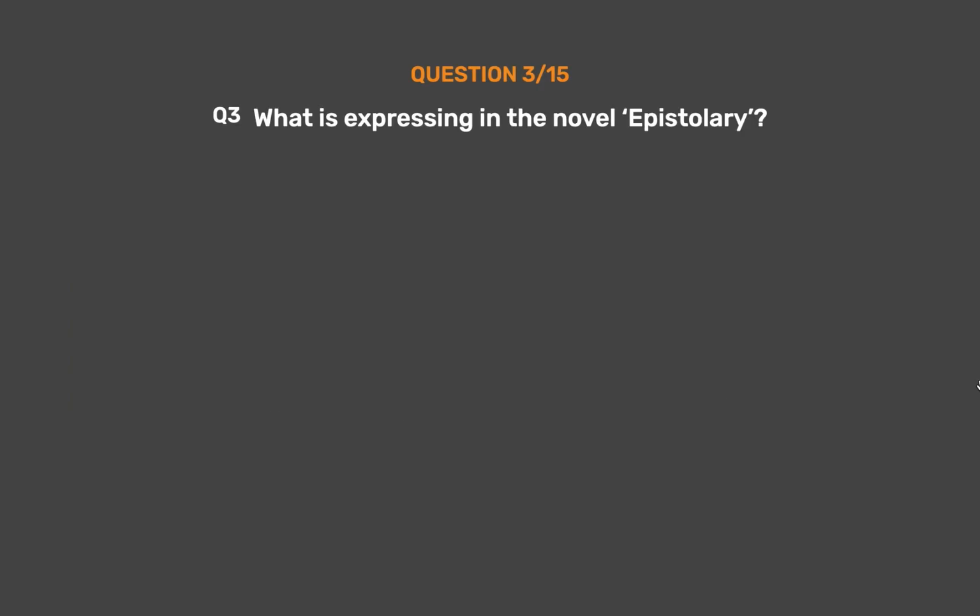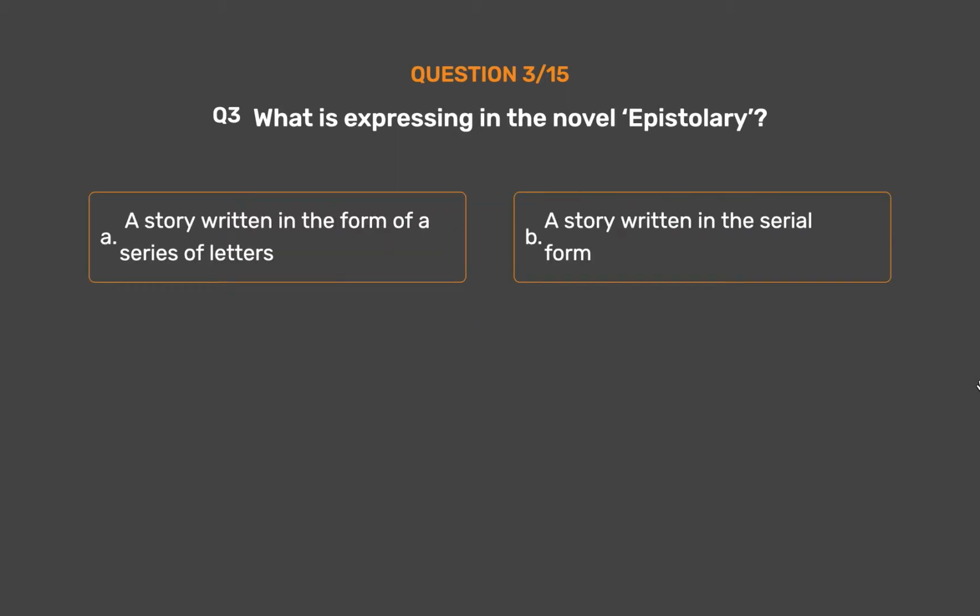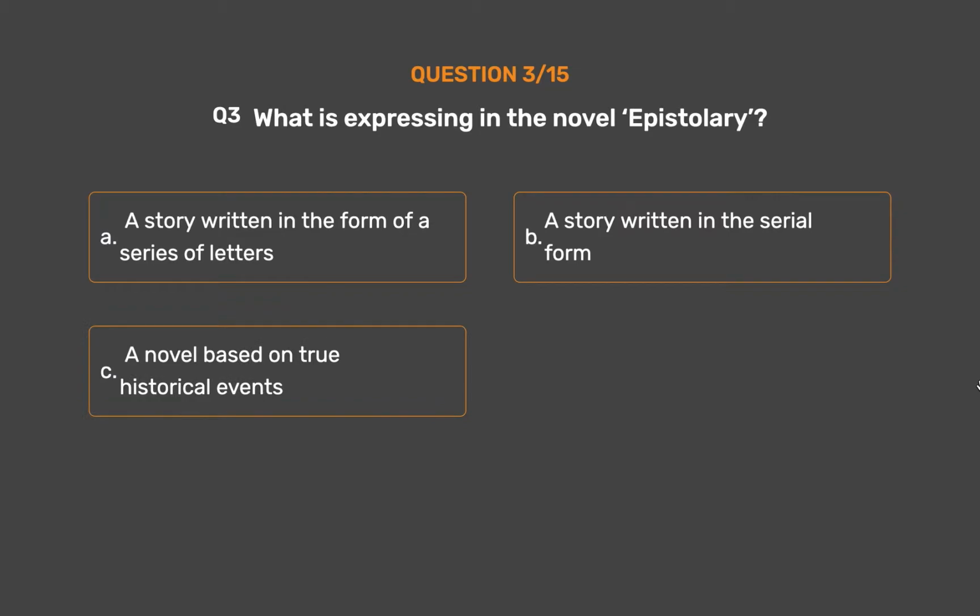Question number 3. What is meant by the novel Epistolary? Option A. A story written in the form of a series of letters. Option B. A story written in the serial form. Option C. A novel based on true historical events. Option D. None of these.